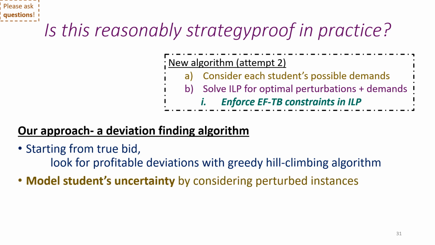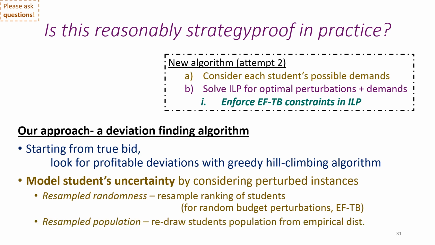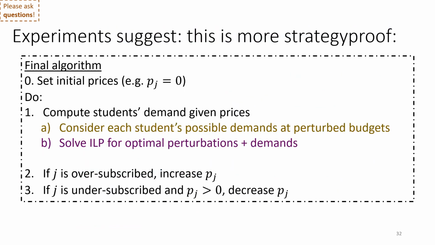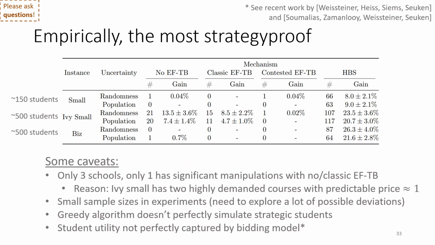For experiments, we consider two different models of the students' uncertainty in running our algorithm. First, we consider resampled randomness, where we resample students' ranking for EFTB constraints in different runs of the algorithm. Second, we consider resampled population, where we redraw students' population from empirical distributions in different runs of our algorithm. The experiment suggests a more strategy-proof algorithm in which we incorporate our new notion of contested envy-free but for tie-breaking into our algorithm. Here we present our empirical statistics.